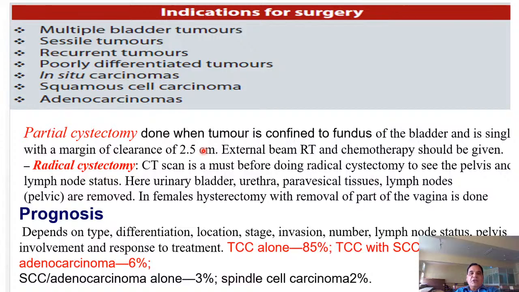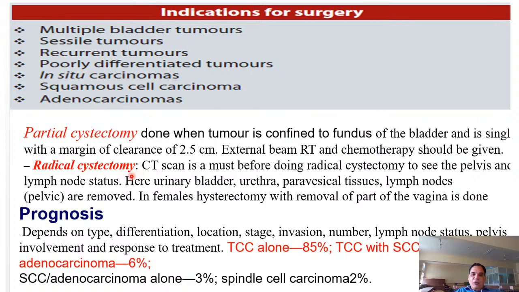Okay. And with this indication of surgery, simply remember multiple bladder tumors, sessile tumors, recurrent tumors, poorly differentiated tumors, in situ carcinomas, squamous cell carcinoma, adenocarcinoma. Here funny part is in situ carcinoma, here BCG is not going to act. So you have to go for cystectomy. Okay, so these are the indications of surgery. Partial cystectomy and radical cystectomy. There are the two types of surgery. Most of them are followed with radiotherapy and chemotherapy.